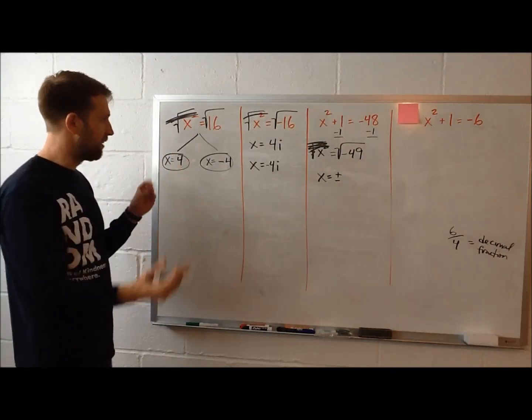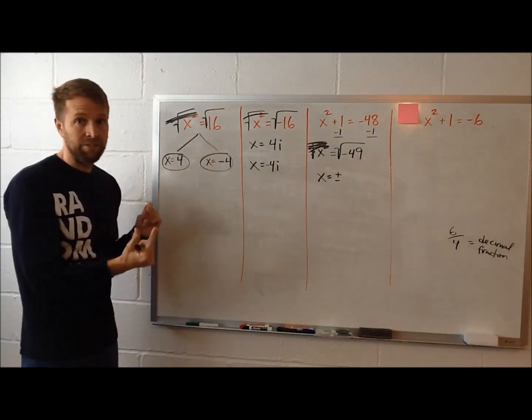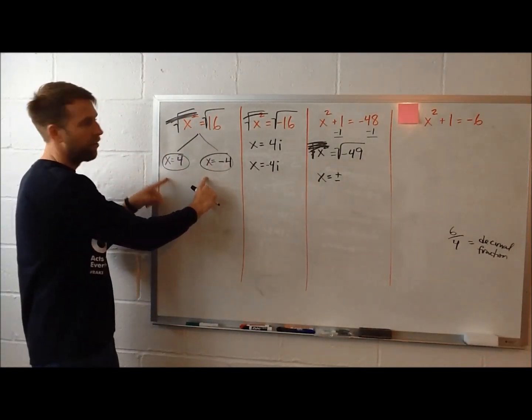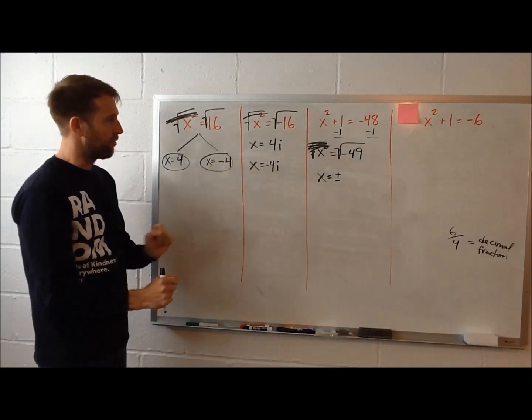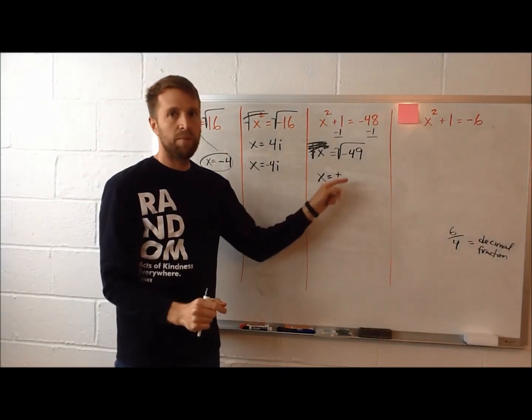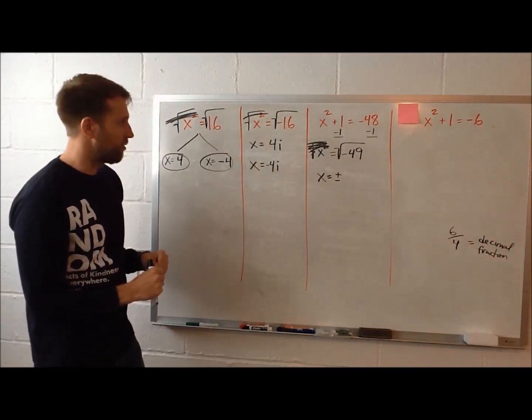So notice I've done everything slightly differently. Here I broke the 2 x's down. Here I just wrote x equals, x equals. Here I'm going to write x equals plus or minus, and that's going to have my 2 answers.